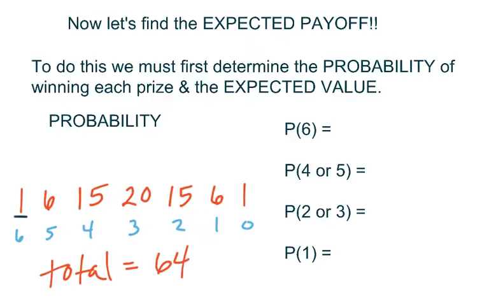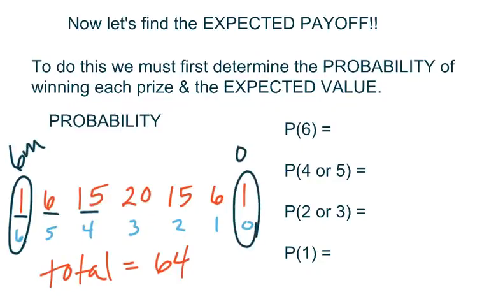Now each number represents the numerator, from left to right, of the best possible outcome down to the worst possible outcome. So this one right here represents 6 makes. This one represents 0 makes. So our total is 64, which means our denominator is 64 in all of these probabilities, before we reduce, of course.